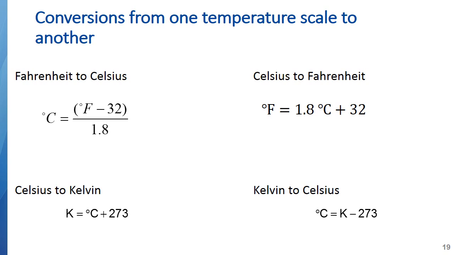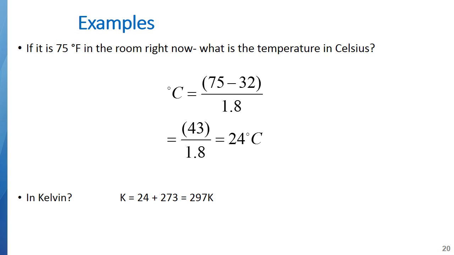So let's do an example. If it's 75 degrees right now in the room where you are, what does that mean in terms of Celsius? Well, if we take the Fahrenheit, first we subtract 32 to get 43, and then divide by 1.8. That will give us 24 degrees Celsius. So 75 Fahrenheit is the same as 24 degrees Celsius. What would that be in Kelvin? What is 75 degrees Fahrenheit in Kelvin? Well, if it's 24 degrees Celsius, we add 273 to it and we get 297 Kelvin. So that's how you can convert.